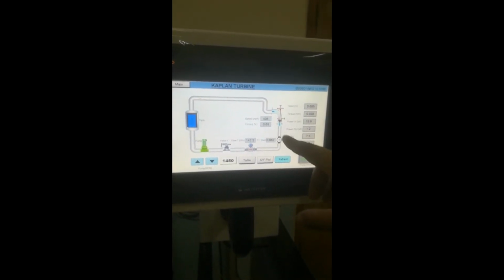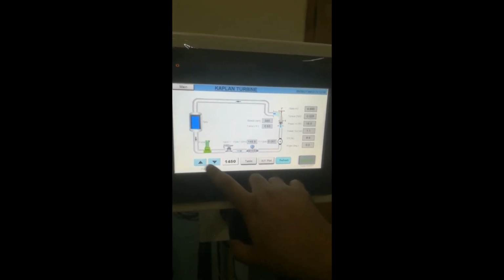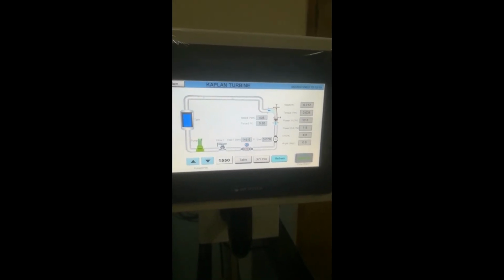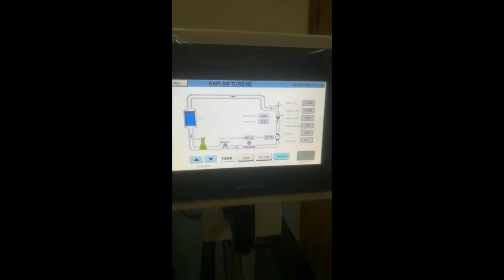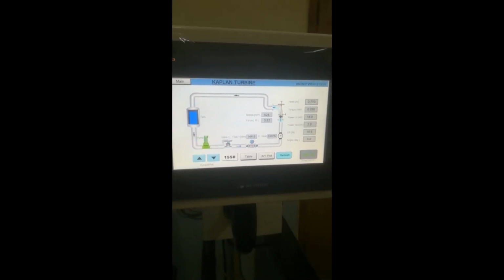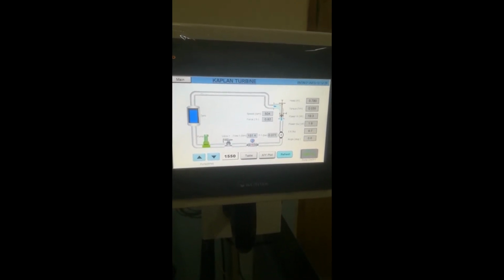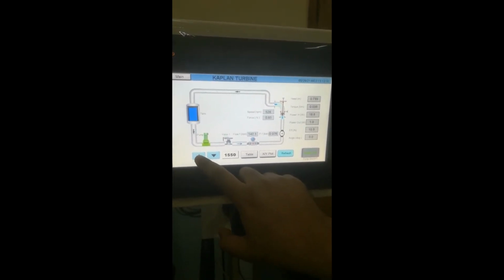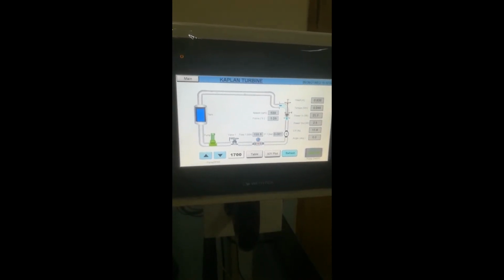The readings are stable with the increment of 100, 1550. Take the highest speed and note the readings. This will be your third reading.